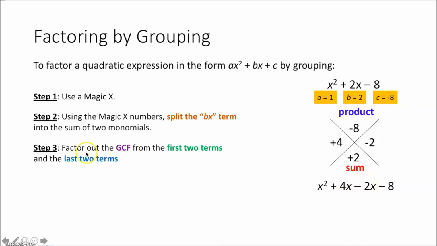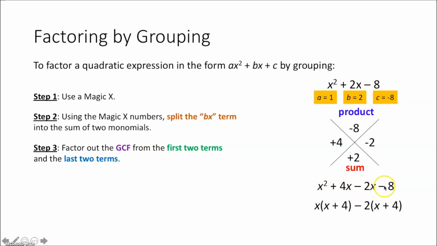Now what we can do is factor out the greatest common factor from the first two terms and from the last two terms. So if you look over here, our first two terms are x squared and 4x. So what is the greatest common factor between x squared and 4x? Well, they both have an x, don't they? So I'm going to put an x on the outside of a set of parentheses, and on the inside, I put each of these two terms divided by x. So that would be x plus 4.